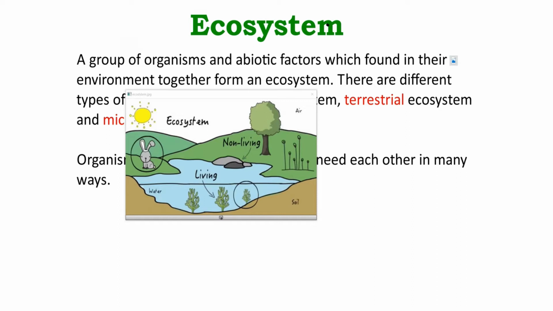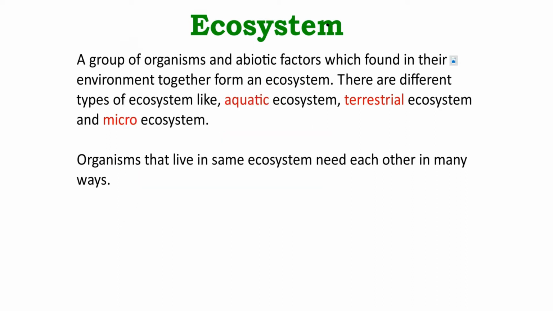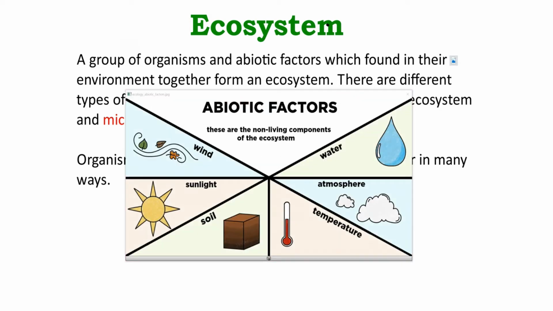You may remember in the previous lesson we studied the biotic factors, which are the living things in the environment, and the abiotic factors, which are the non-living things in our environment. These abiotic factors can be wind, sunlight, soil, temperature, atmosphere, and water, which have an effect on the life of living things.